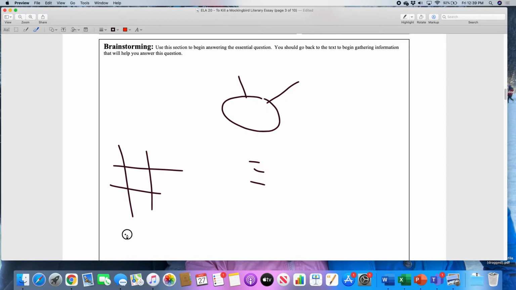Remember, you can have events, people, quotations, initial analysis, possible thesis statements. Okay, so that's what goes here when you are doing your brainstorming.